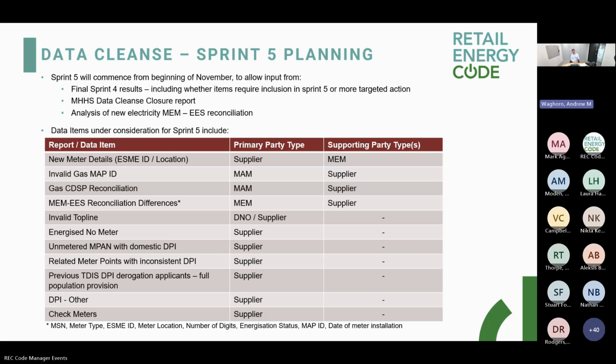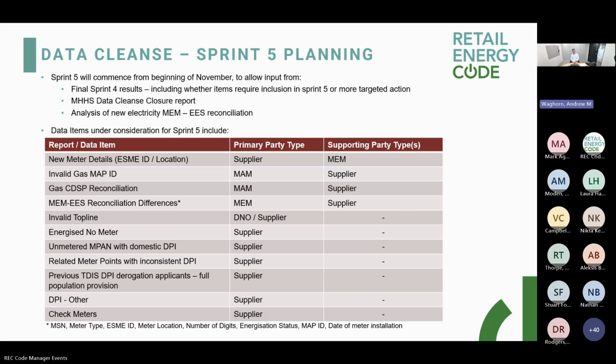Invalid top line. So we've had that in for a while. There's a supplier invalid top line and a DNO invalid top line report at the moment. We have the DNO in sprint 4. Based on the residual population now that we have, and based on the discussions we've had with those DNOs that still have a reasonable proportion of items on this report, we're proposing to make a change at this stage and make that just an invalid top line report, and to make that a joint DNO and supplier exercise.